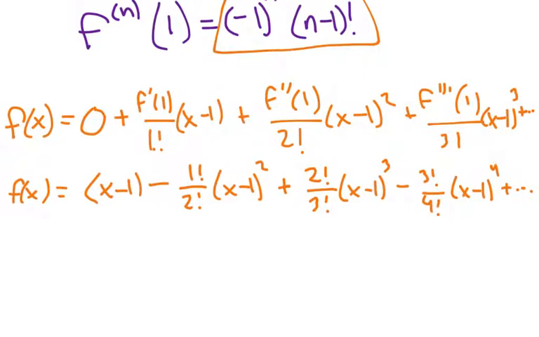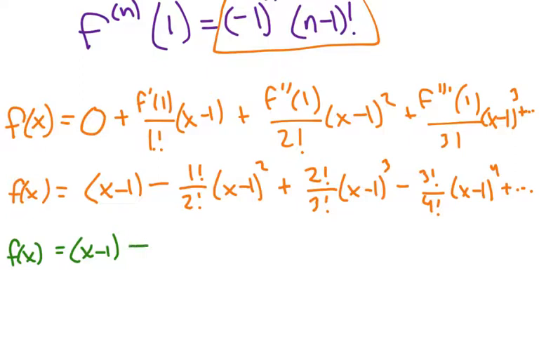From here, we should be able to do some simplifying and make this look a lot better than it does at the moment. So let's see if we can do that. We get f of x is equal to x minus 1. And I'm still going to leave the parentheses around that because I like the way it looks like a shift. Now, 1 factorial over 2 factorial. Hopefully you can see how that simplifies.